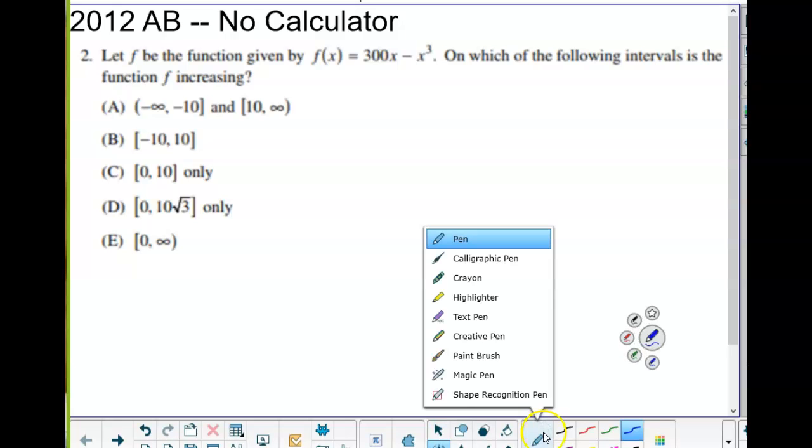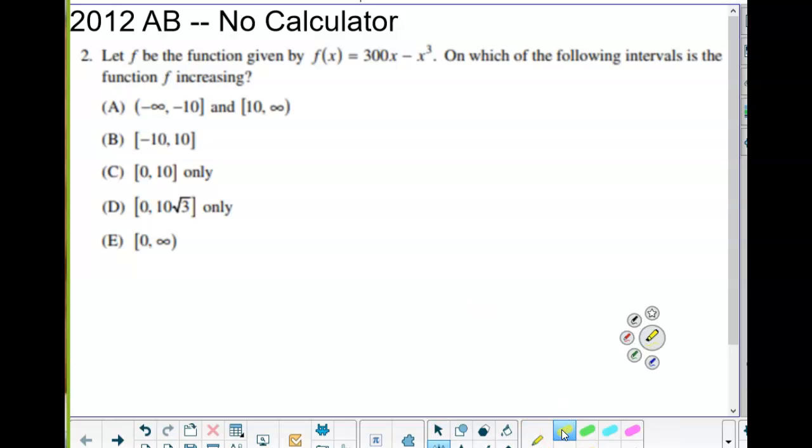We are looking at exploring a function f. On the following, which of the following intervals is f increasing? So the first thing I do, before I even think about how I'm going to do the problem, is think about what I know about a function if f is increasing. This is a calculus problem, right? So how does it relate to calculus? Well, what do you know about the derivative if f is increasing? What has to be true?